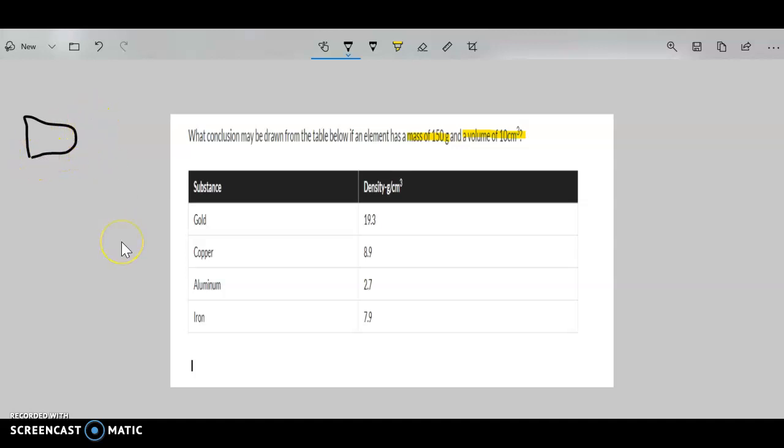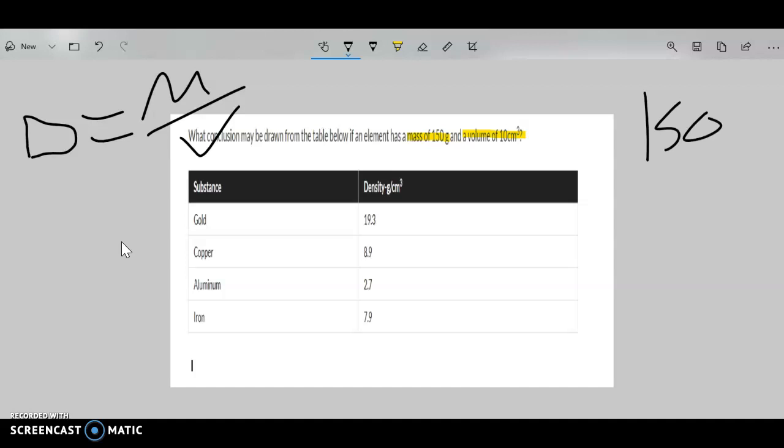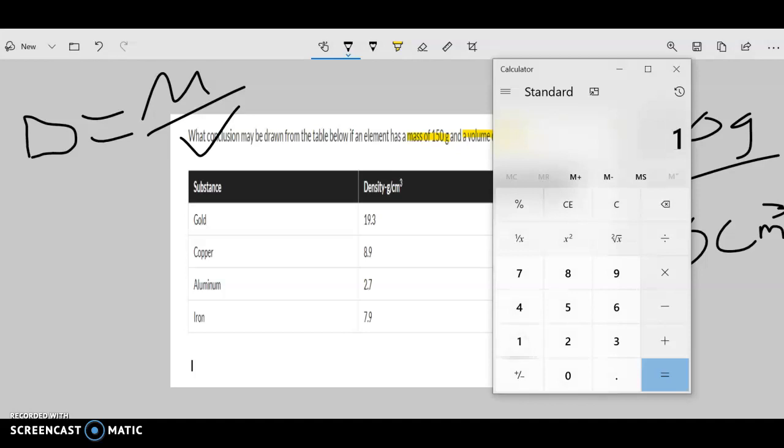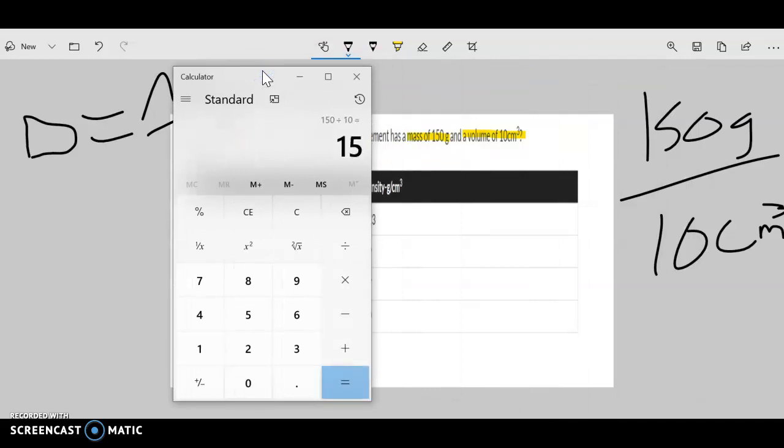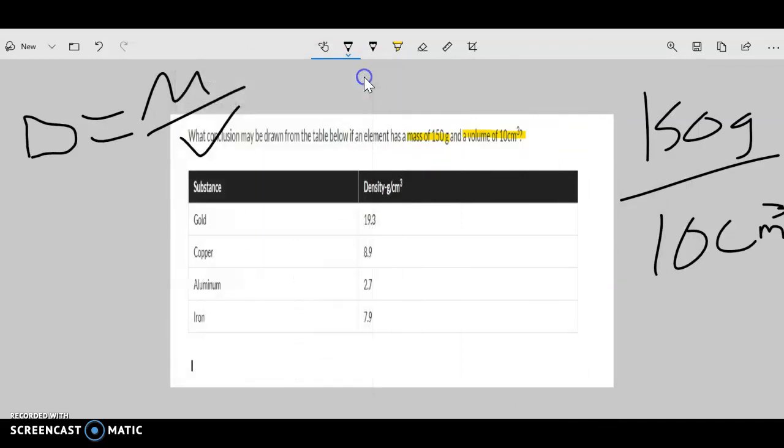So just a reminder, density equals mass divided by volume. So we take the mass, which is 150 grams, divide that by the volume, which is 10 centimeters cubed. And whatever that gives you, that'll be your answer. So you take 150 divided by 10, and there's your answer.